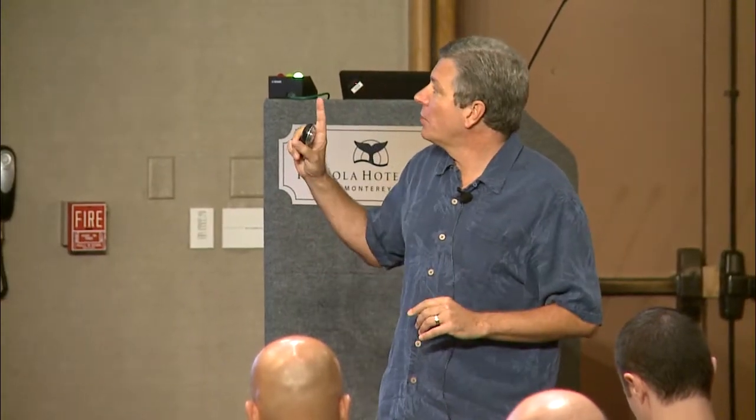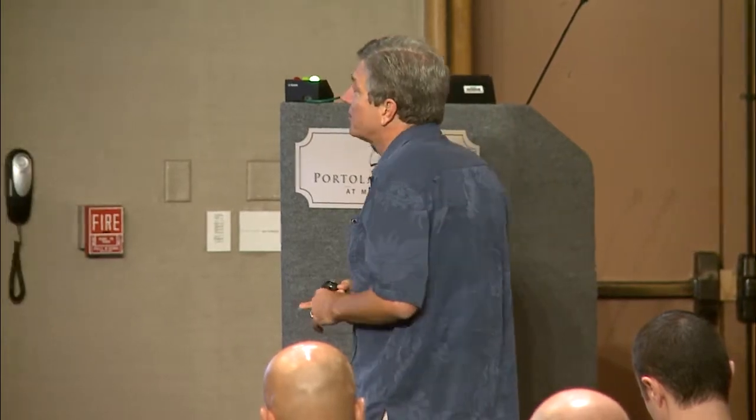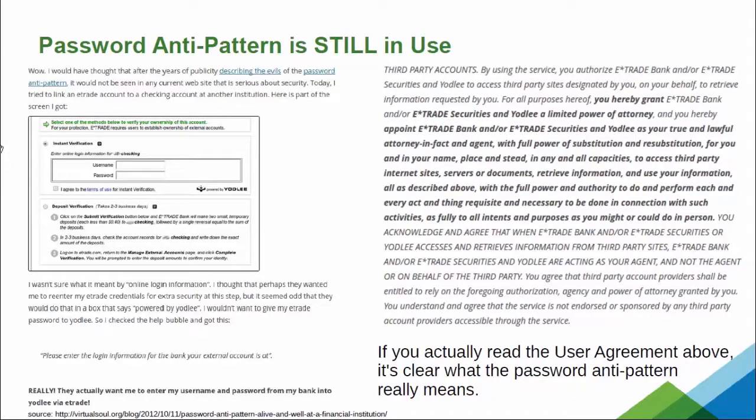Another problem, and we'll talk about that more in a minute as well, is the password anti-pattern. So talk about a wall of text. I didn't want to take multiple slides for this. This is actually from my blog from a few years ago, so you can go find the actual text there. I don't expect anybody to be able to read it, but I didn't want to cover multiple slides.